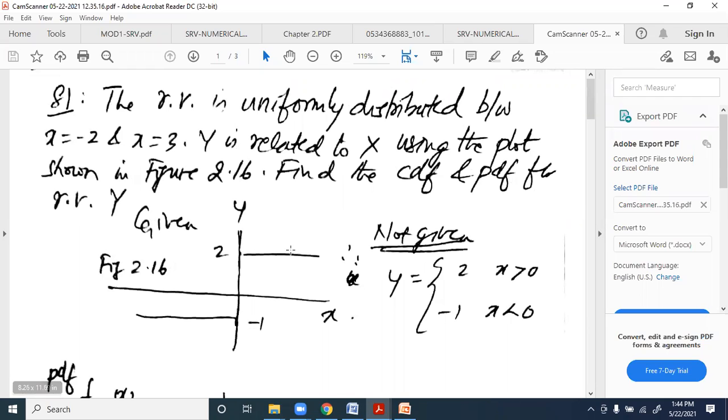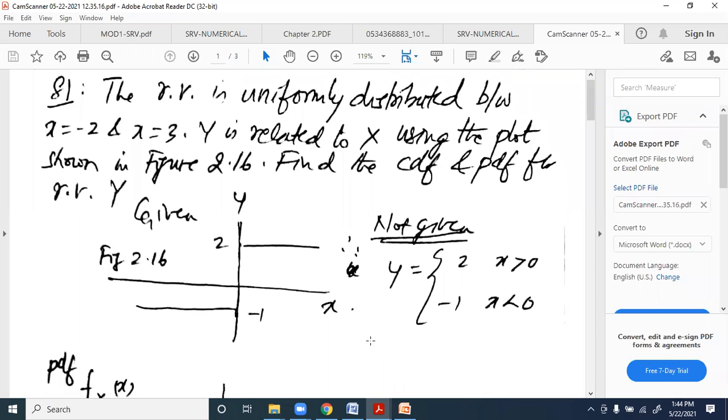Now what is given is this figure, but we should be able to convert it into an expression, and this is not given to us. So from this figure we can write y: for all positive values of x, the value of y is 2, and for all x less than 0 the value is -1. So y is equal to 2 for x greater than 0 and y is equal to -1 for x less than 0.